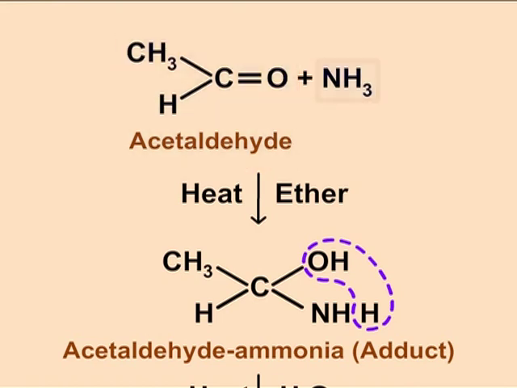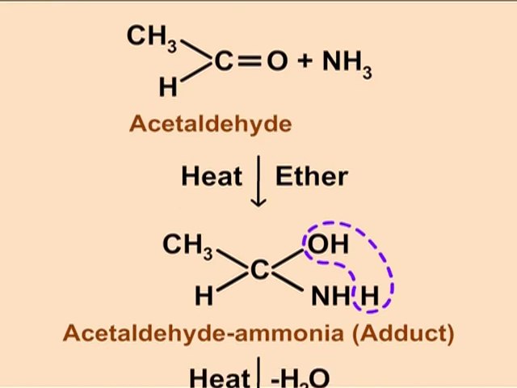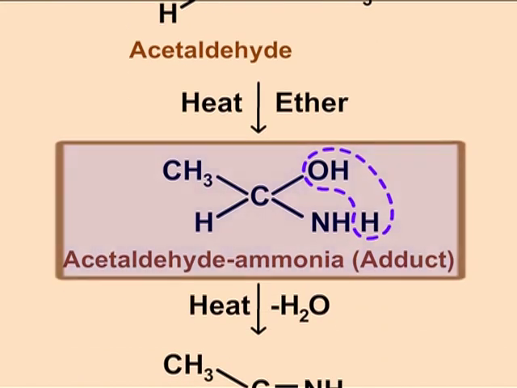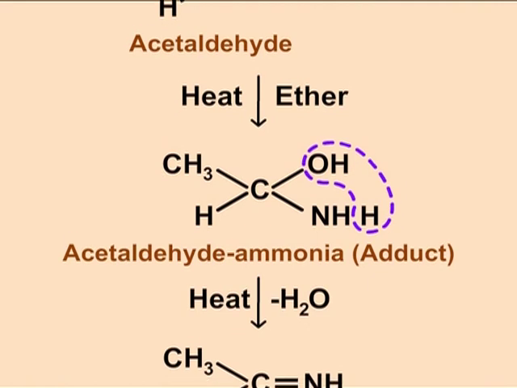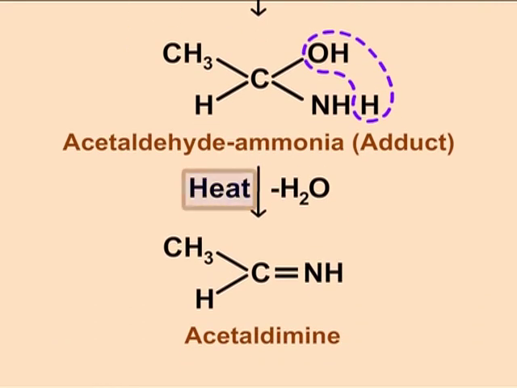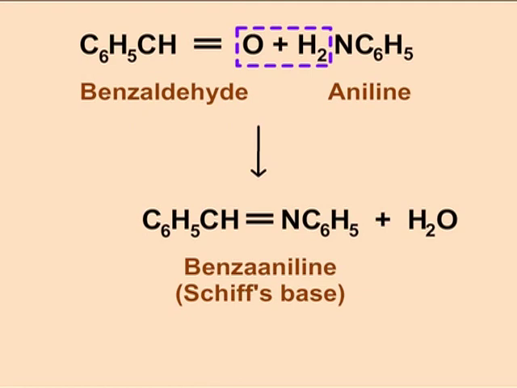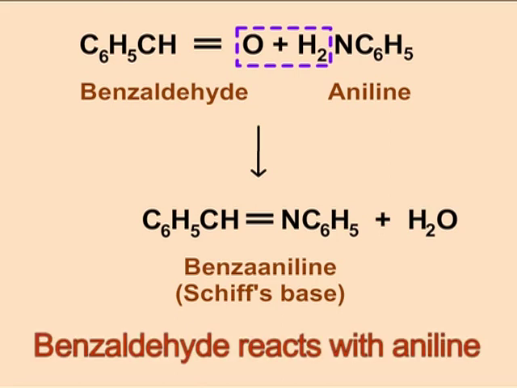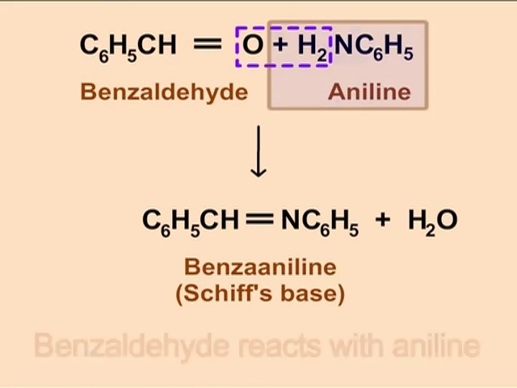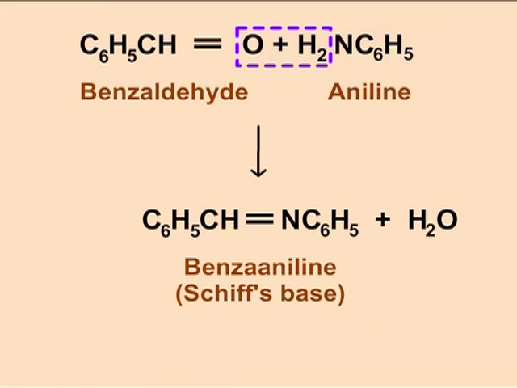Acetaldehyde reacts with ammonia in the presence of ether to form acetaldehyde ammonia, which is an addition product. It breaks upon heating to form acetaldimine. Aldehydes react with primary amines in the presence of small amount of acid to form azomethines or Schiff's bases. Benzaldehyde reacts with aniline in the presence of small amount of acid to form benzalaniline.